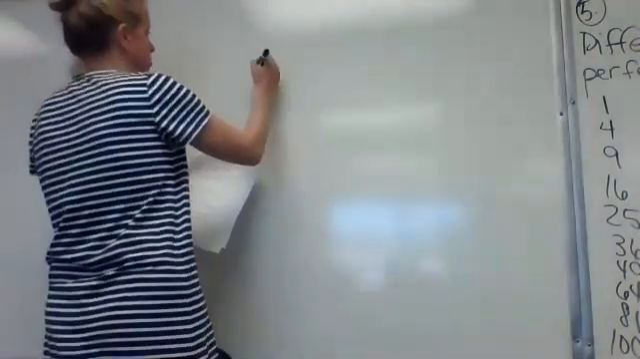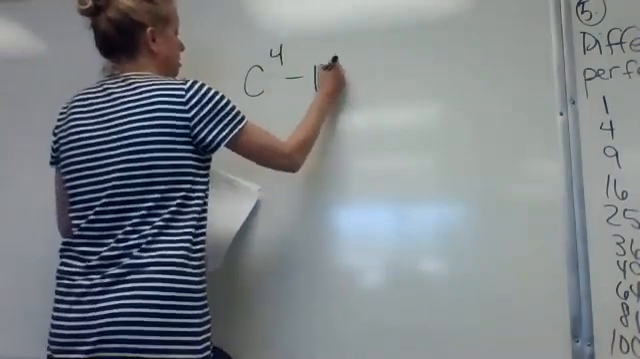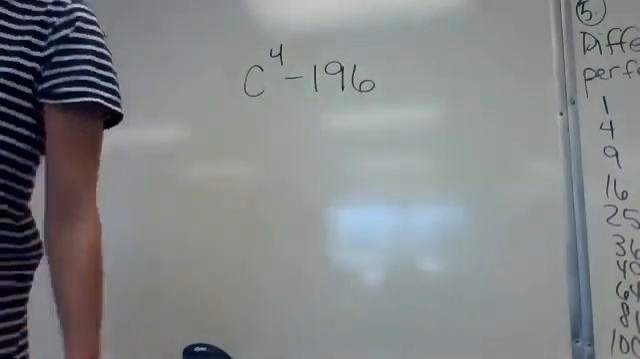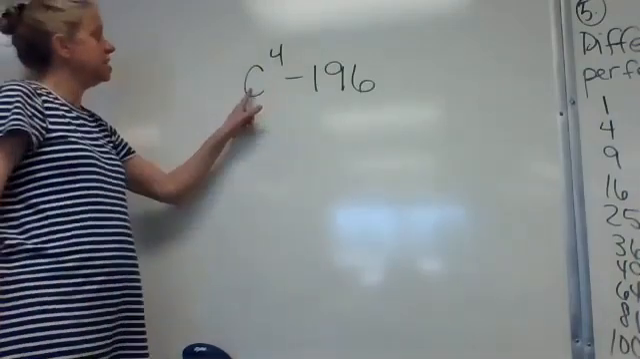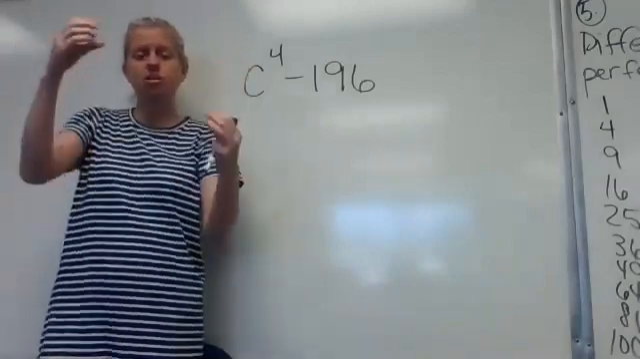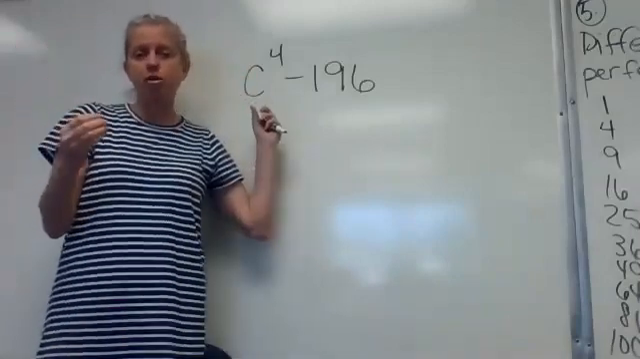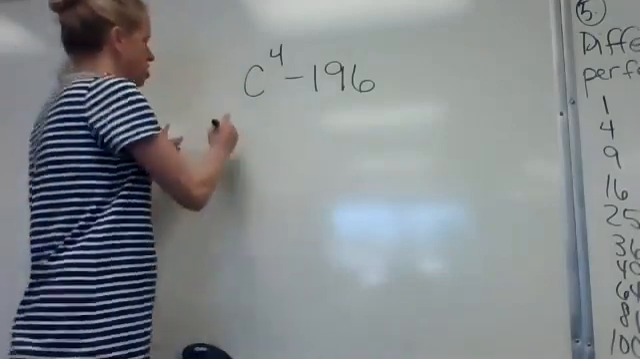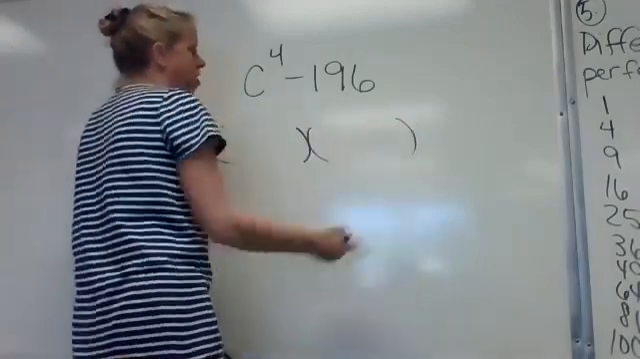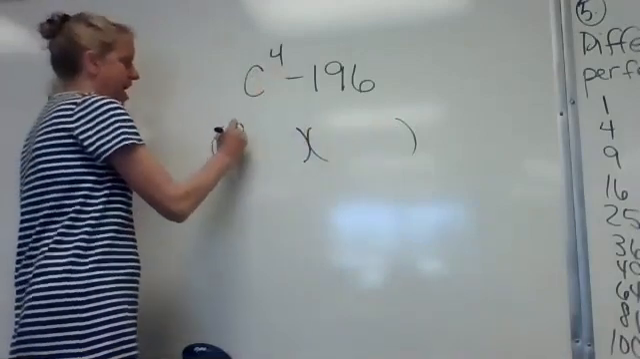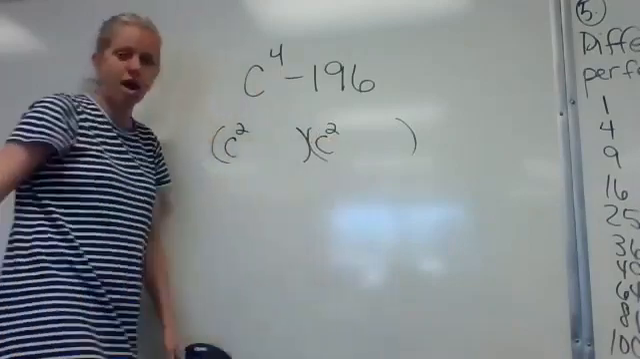C to the 4th minus 196. Two terms? Yes. Minus in the middle? Yes. C to the 4th is a perfect square, right? If you can use the same thing 2 times and multiply to get C to the 4th, then it is a perfect square. What can you use to get C to the 4th? If these have to be the same and multiply to get that, I can use C squared, right?